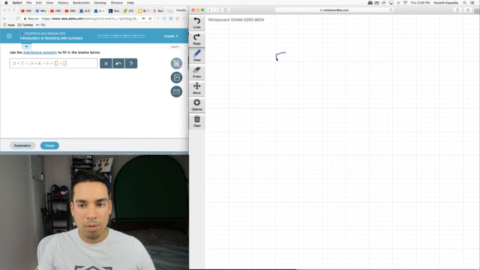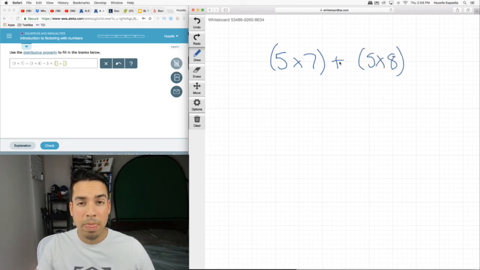We've got 5 times 7 plus 5 times 8. When we're factoring, what we're doing is we're looking at these two quantities. They're being added together, and we're looking to see what's common out of both of them. Factoring is really just division. So it's like, what's common between these two? Well, we have a 5 and a 5. So what we can do is divide both of these expressions by 5.